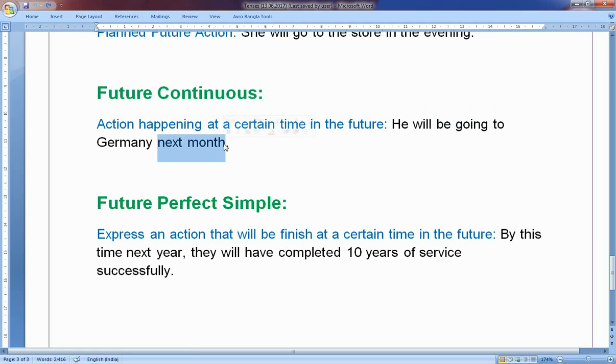Lastly, the future perfect simple, which expresses an action that will finish at a certain time in the future. Example, by this time next year, they will have completed 10 years of service successfully. So, although the completion of the service will take place next year, yet you are aware of this event from this year itself. So, that is all there is to know about the future tense.